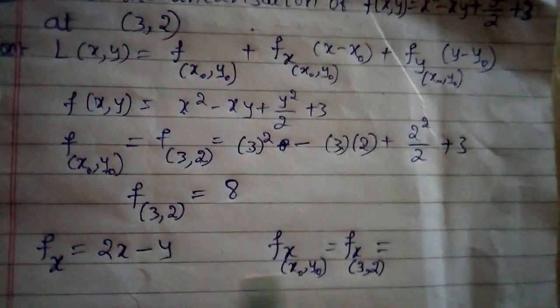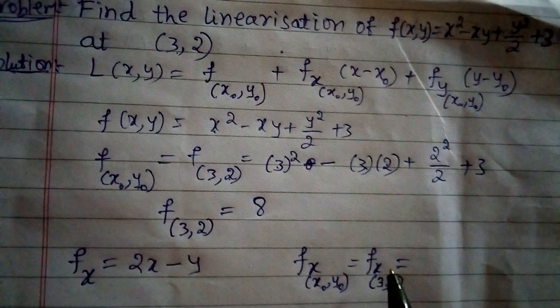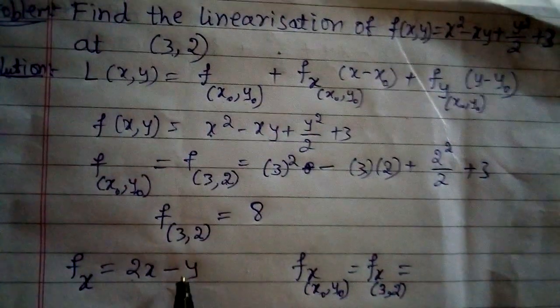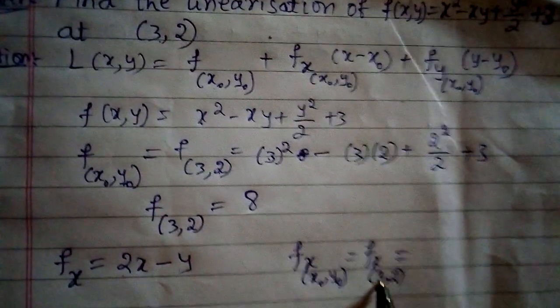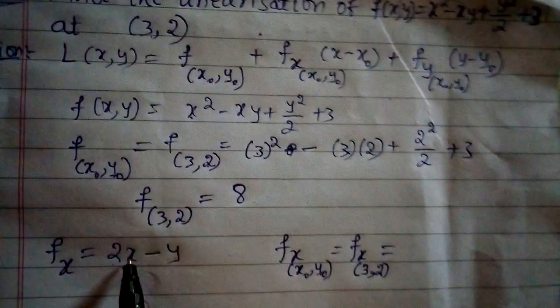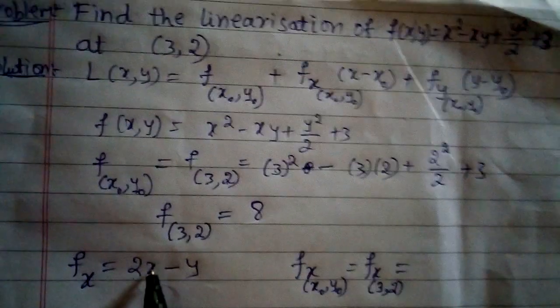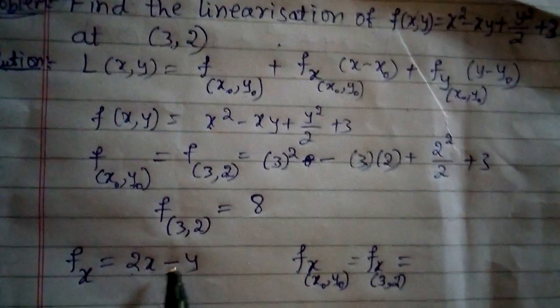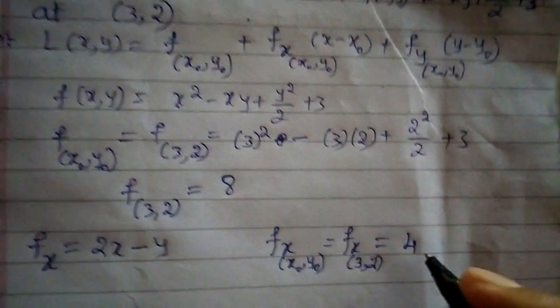So the partial derivative of f with respect to x is 2x − y. In the place of x we put 3 and in the place of y we put 2. Then 2 times 3 is 6, 6 minus 2 becomes 4.